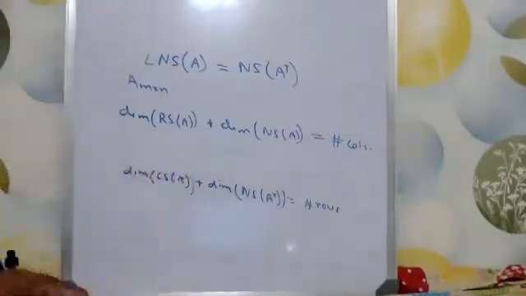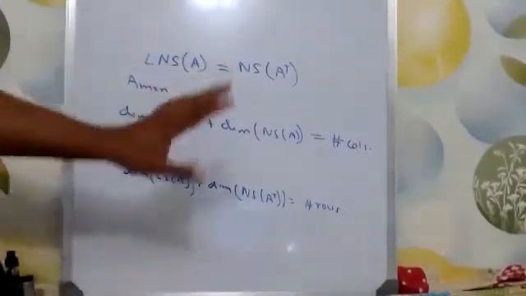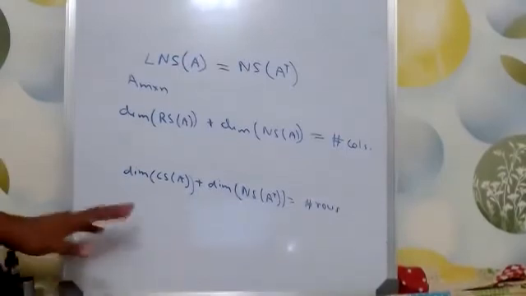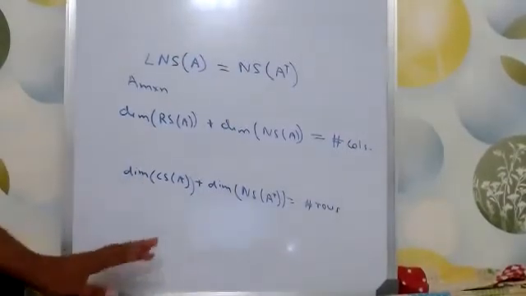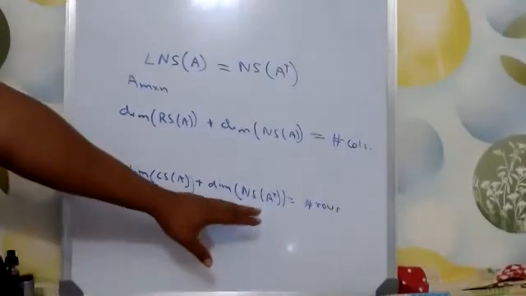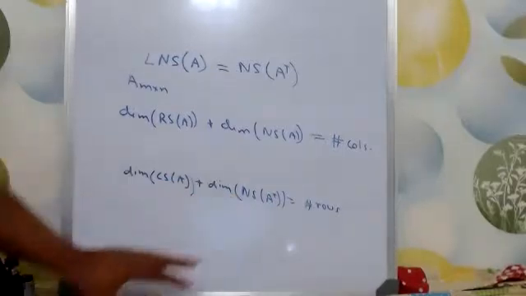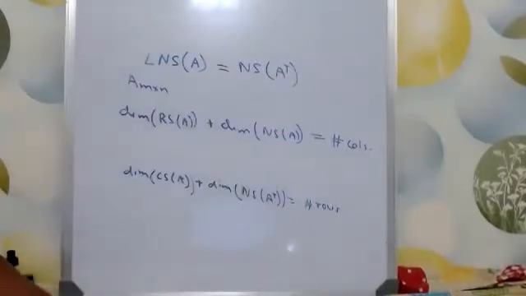So the dimension of row space plus the dimension of null space is equal to the number of columns of the matrix. The dimension of column space plus the dimension of left null space is equal to the number of rows of the matrix. This is the left null space, right?